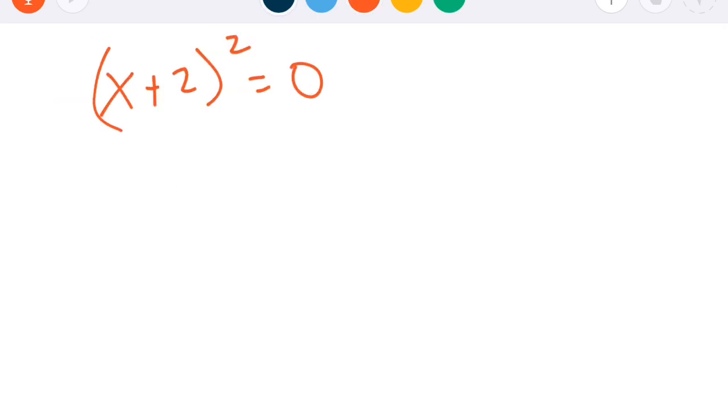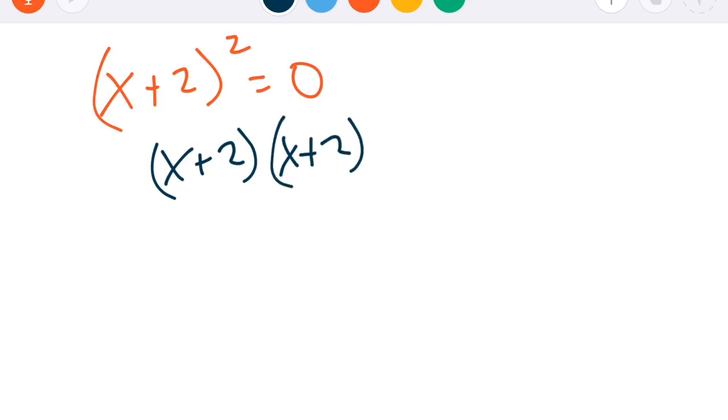Now this looks a little bit different. If you remember back when we multiplied polynomials, remember x plus 2 squared, that is x plus 2 times x plus 2. So make sure to kind of separate that out. So we have x plus 2 equals 0. We're going to set both of these equal to 0 to give us our solutions.